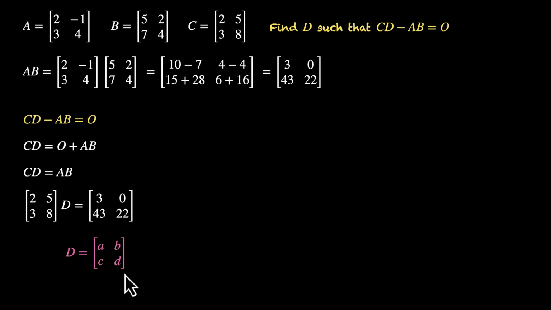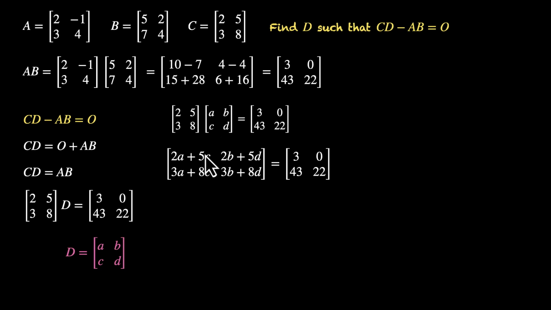And we can get the equations by multiplying C and D. Let's do that. So CD is equal to 3, 0, 43, 22. Let's multiply them. We have 2A plus 5C, that's the first element. Then we have 2B plus 5D, that's the second element. Then we have 3A plus 8C, that's the third element. And finally, we have 3B plus 8D, that's the fourth element. Now these two matrices are equal, which means their corresponding elements are equal. So we'll get 4 equations. We have 4 variables. We can solve for A, B, C, and D.